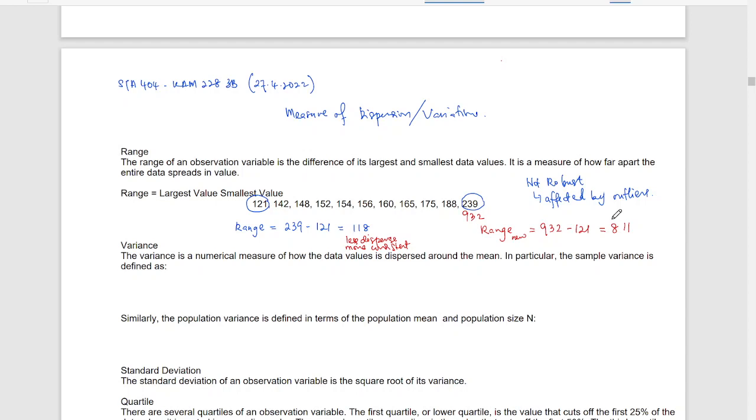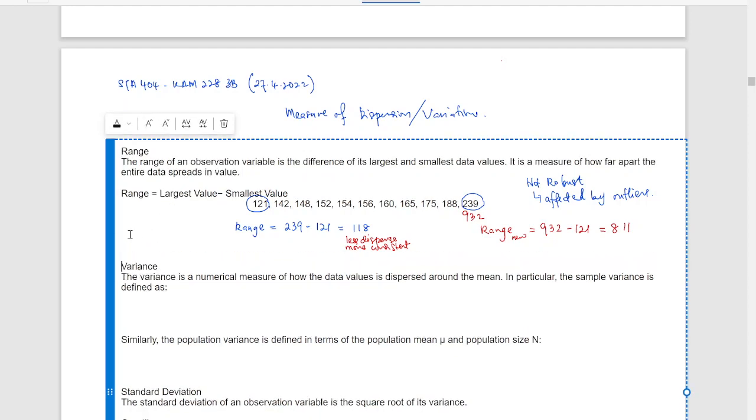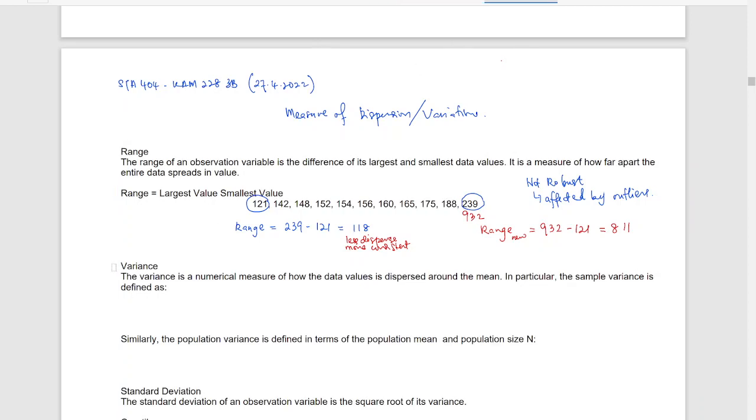So that is in the form of range. And then the second one that we're going to look at is what we call variance. Okay, kita akan tengok pada variance. So what is variance all about? Okay, apa itu variance sebenarnya? So tadi kita tengok range. Now we look at variance. Okay, kita tengok pula apa yang dimaksudkan dengan variance.